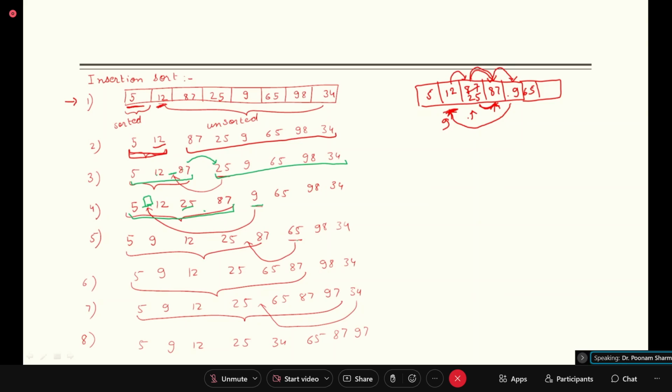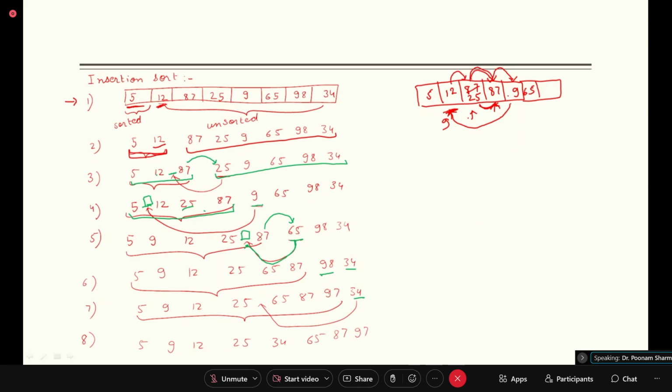right? So next comes 65, where it will be compared with 87. Whether it is greater than 87? No. Whether it is greater than 25? Yes. So 87 is to be moved here and 25 is to be moved here. So now 65 comes over here. This way, now if we consider 98, 98 is greater than 87, so it will remain at the same place. Then 34.